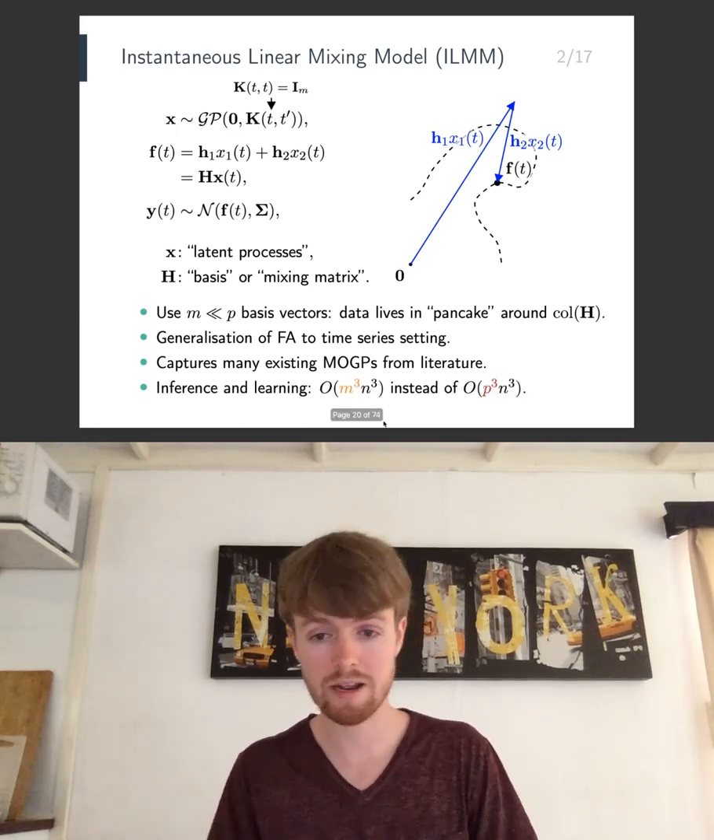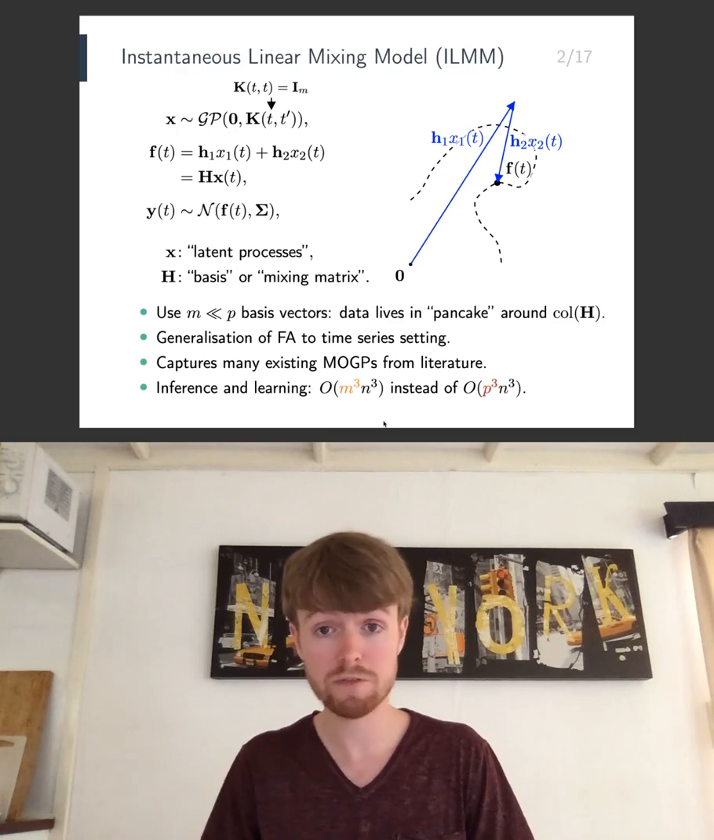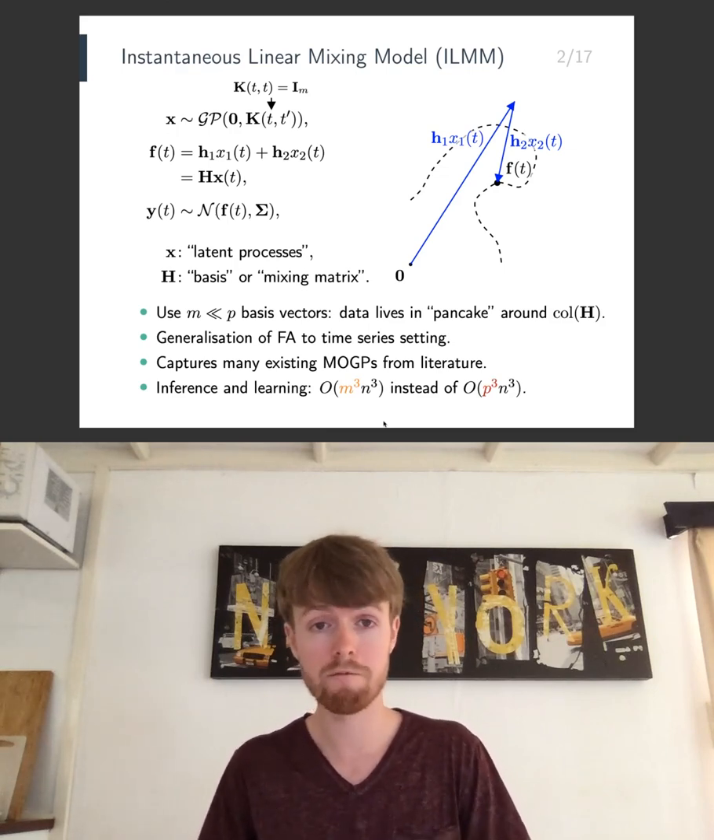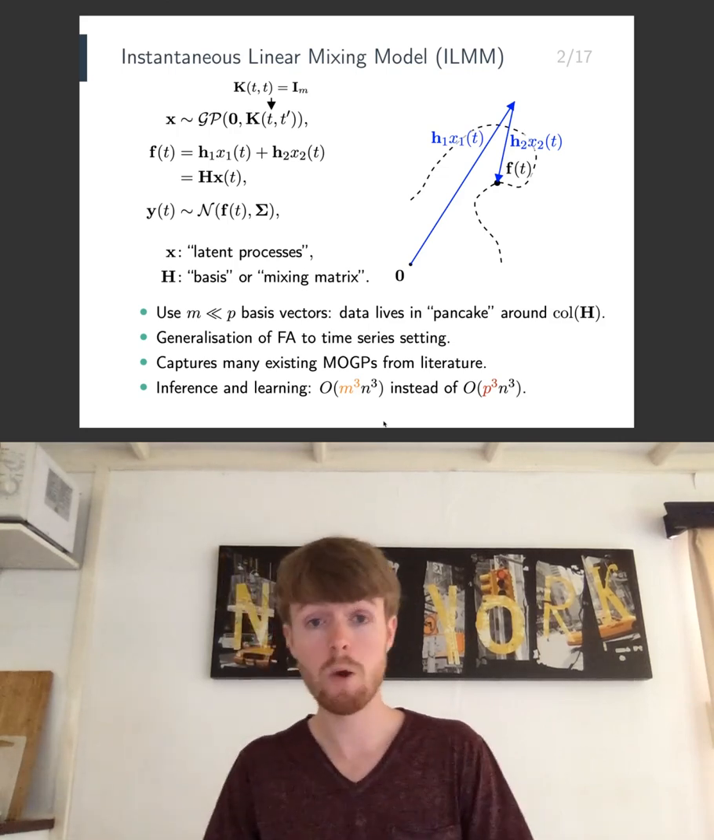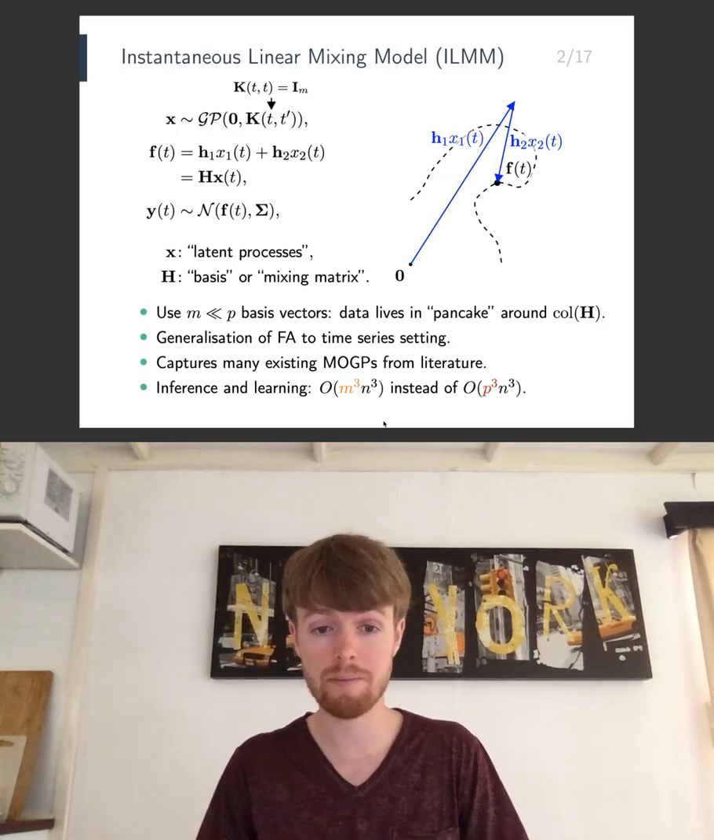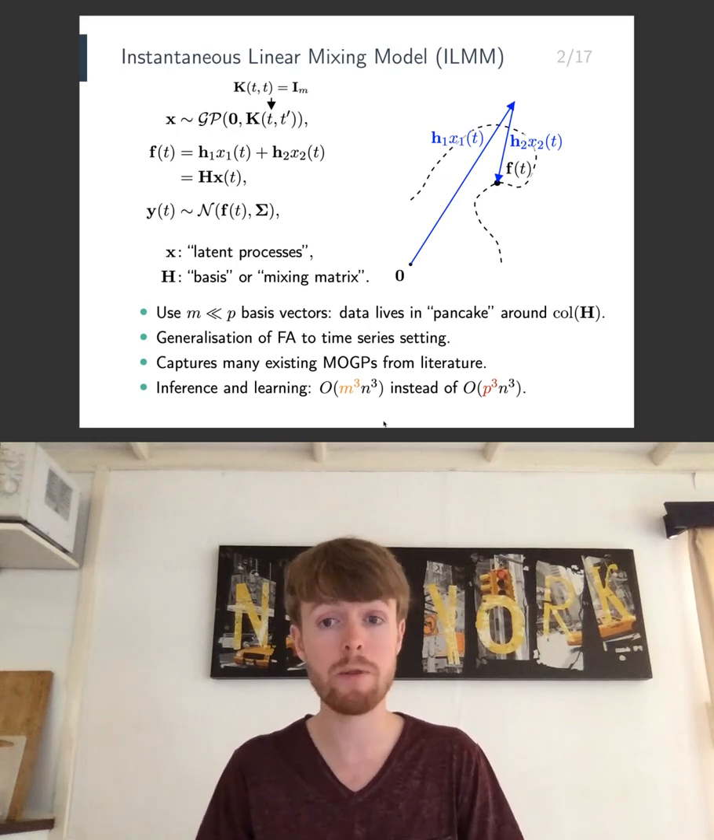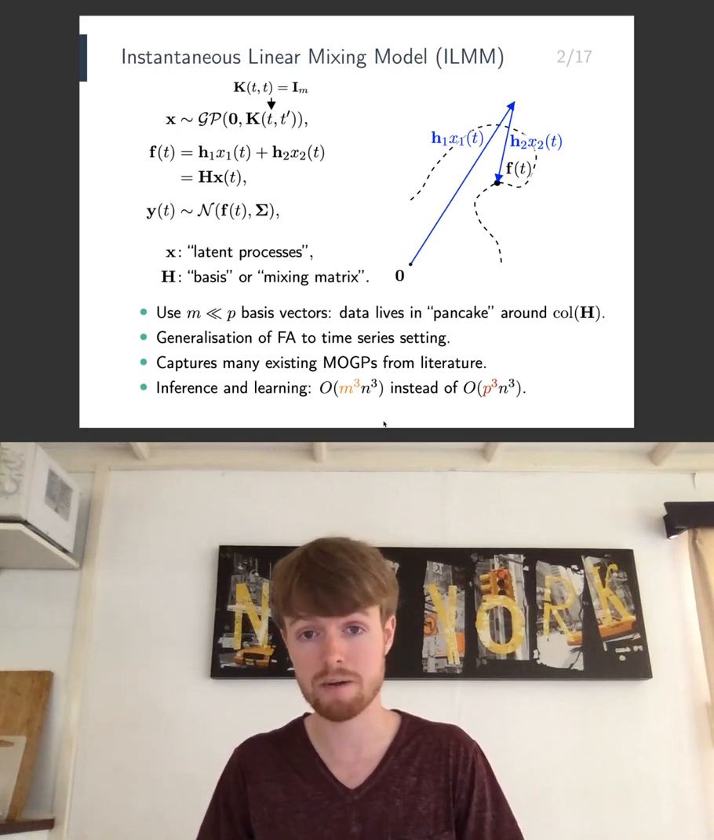Whereas inference and learning scale cubically in the number of outputs for general multi-output GPs, for this class of models, which we'll call the instantaneous linear mixing model, or ILMM in short, inference and learning scale cubically in the number of basis vectors instead, which can be a great reduction. The goal of this presentation is to reduce this complexity even further. But to do this, we'll need to really understand why, for the ILMM, inference and learning scale cubically with the number of basis vectors instead of the number of outputs.